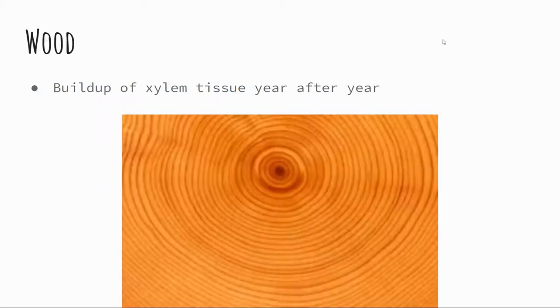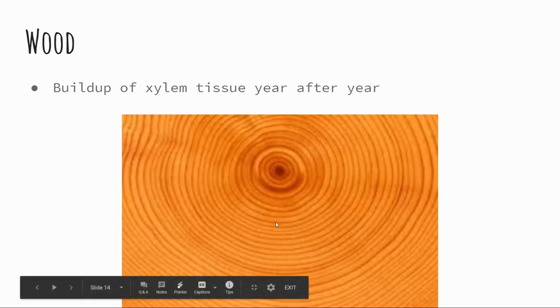So wood is the buildup of xylem tissue year after year, getting harder and harder and harder. You can see rings every year that a new layer of xylem tissue has hardened.